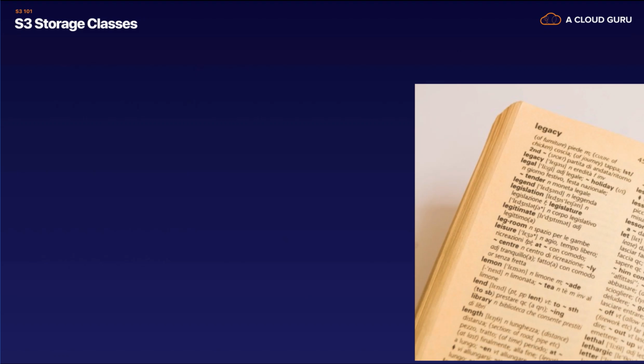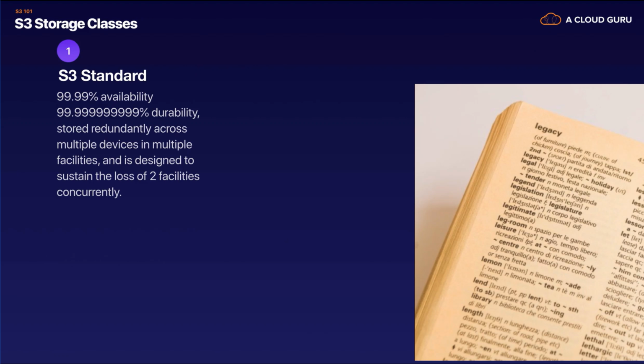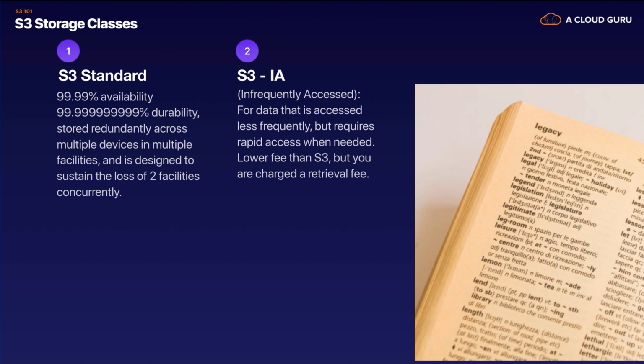And then we have the different storage classes, and this has just changed as of reInvent 2018. There's now 6 different storage classes. So we've got S3 Standard. This is the oldest storage class. This is the one with 99.99% availability, 11 nines durability, and it's stored redundantly across multiple devices in multiple facilities. And it's actually designed to sustain the loss of 2 facilities concurrently.